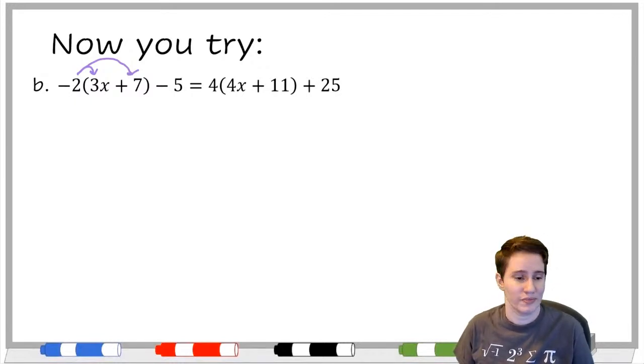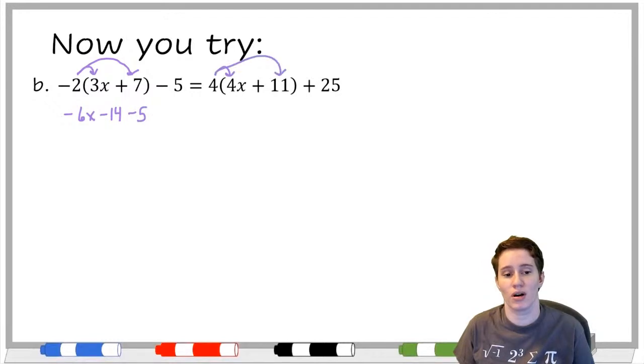I'm so proud. So negative 2 times 3x is negative 6x, and negative 2 times 7 is negative 14. This negative 5 needs to drop down, and then I'm going to distribute this 4. 4 times 4x is 16x. 4 times 11 is 44. And I'm going to add this 25.